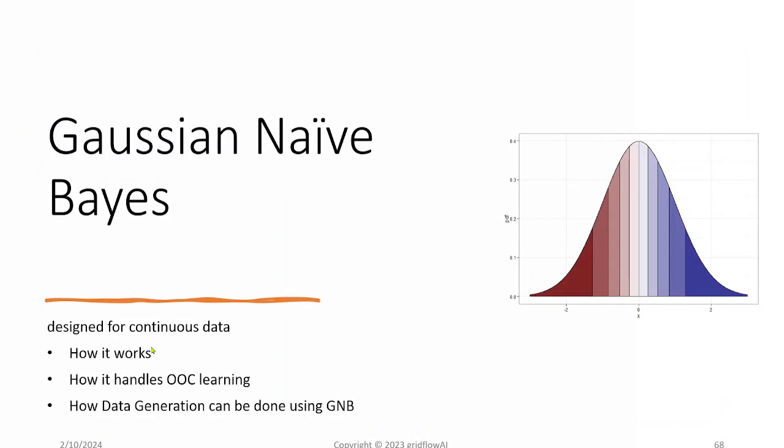Essentially, Gaussian Naive Bayes is designed for continuous data, and we will see how it actually works and how it handles out-of-core learning. I presented one example already in one of the other videos using multinomial Naive Bayes, but Gaussian Naive Bayes can also handle out-of-core learning. Thirdly, we'll see how Gaussian Naive Bayes can help in data generation, and we will look at a simple data set and do some kind of classification.